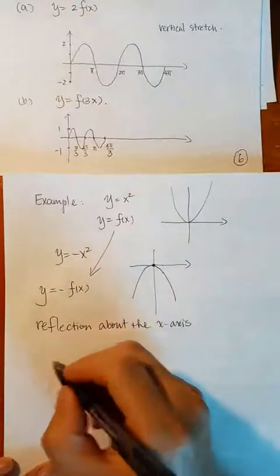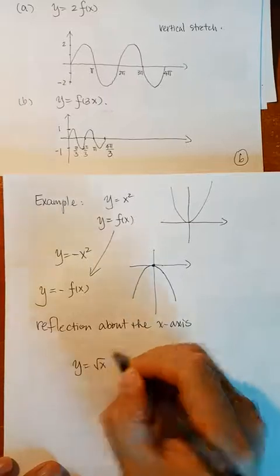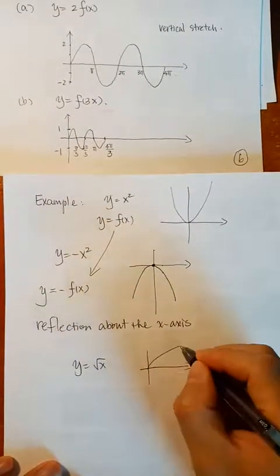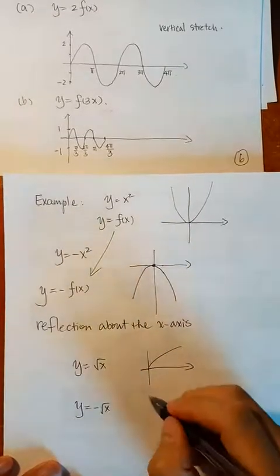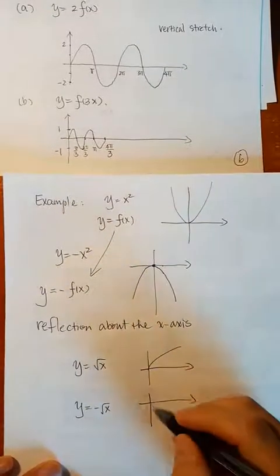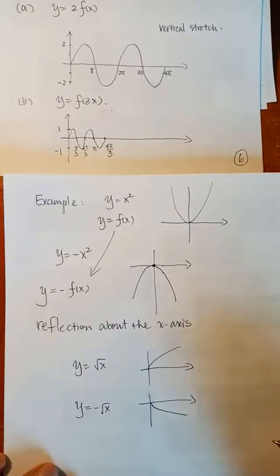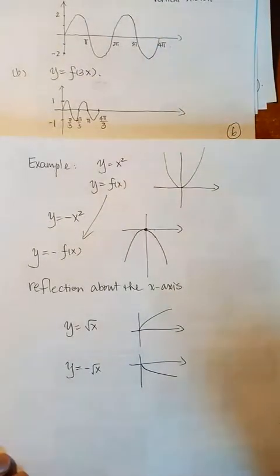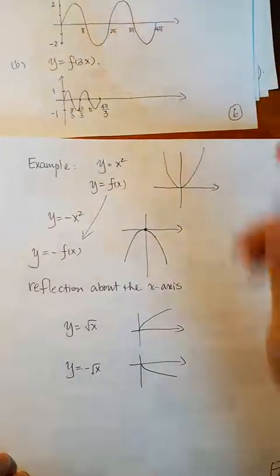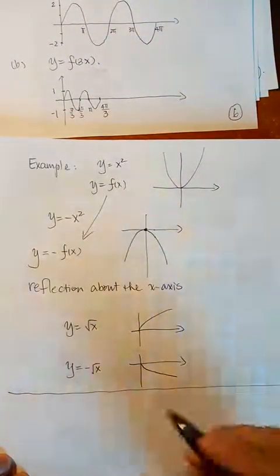Okay, so for example, if you have y equal to square root of x, the graph, then how do we get the graph of negative square root of x? We just flip. So this is the graph of y equal to negative square root of x. A negative sign, you reflect it about the x-axis. Similarly, you can reflect it about the x-axis. You can also reflect it about the y-axis.